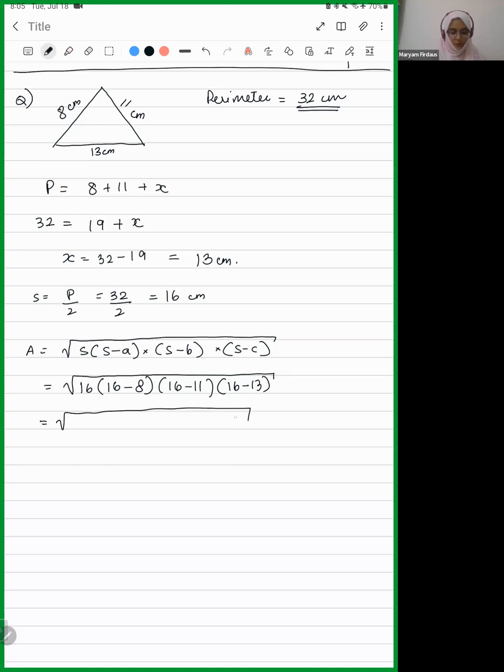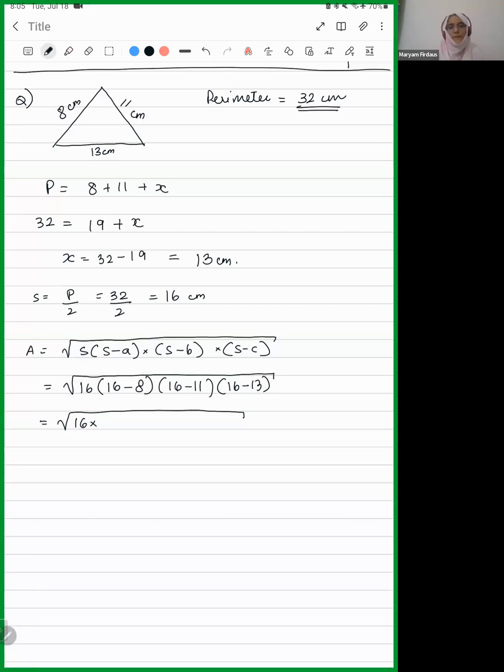Then what do we have in the next step? Then we'll take the 16 common. No, you can't take it as common. You have to solve the brackets.